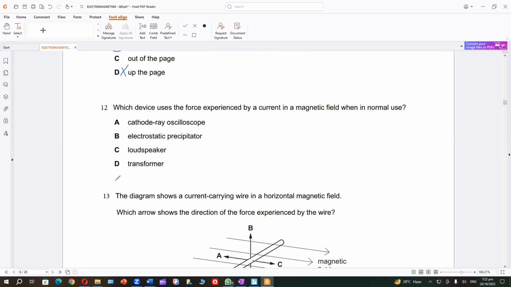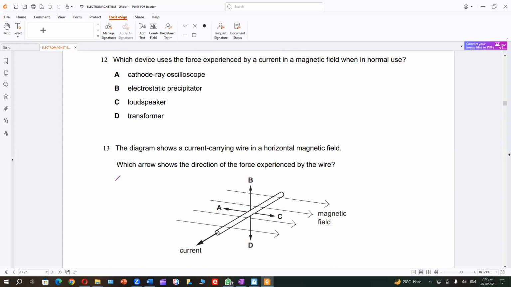Which device uses the force experienced by a current in a magnetic field? Now, these are the two questions. You people have to do these two questions. I'm just coming. Please do these two questions.